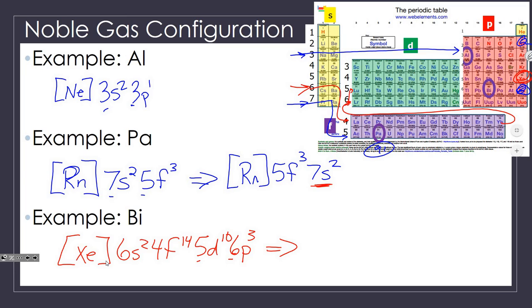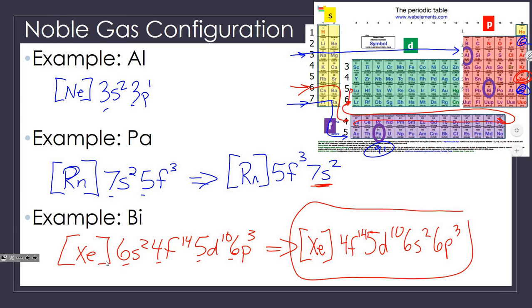But these are different numbers, so I've got to rearrange them. Okay, so xenon, bracket, 4f14, 5, that's a funky 5, d, 10, 6s, because I went all the way through this. 6s2 and 6p3, and that is my answer. Okay, easy, once you get that stage, right?